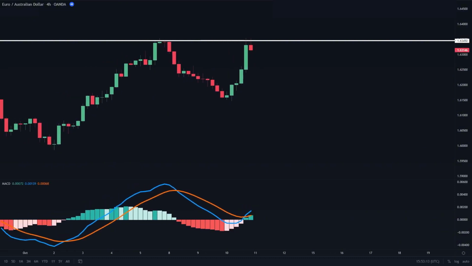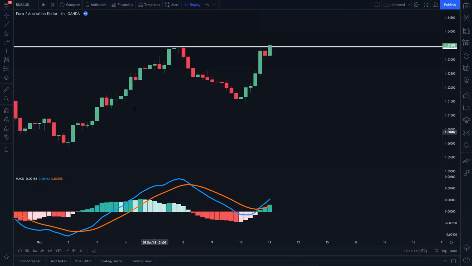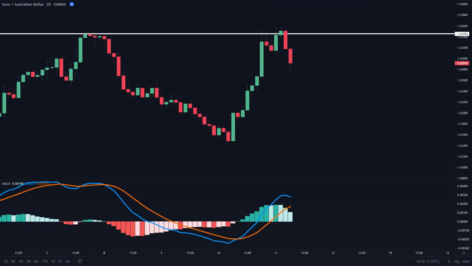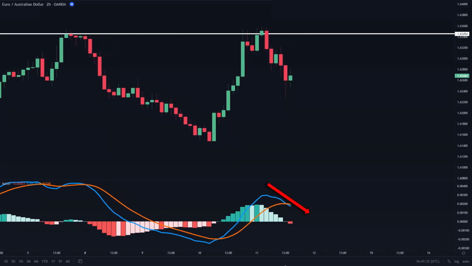And so a secret trick that I use to get an earlier entry signal is by zooming in to time frames below. So I'm currently in the 4-hour chart, so let's zoom in to the 2-hour chart. So here's the 2-hour chart, and all we need to do is wait for the MACD to cross over downwards in this new smaller time frame. And so this is where you want to take a short position.